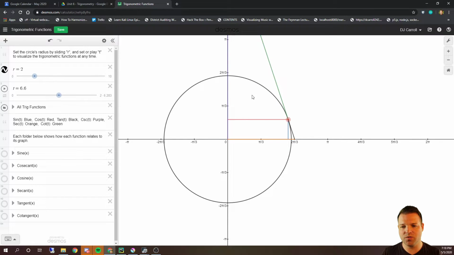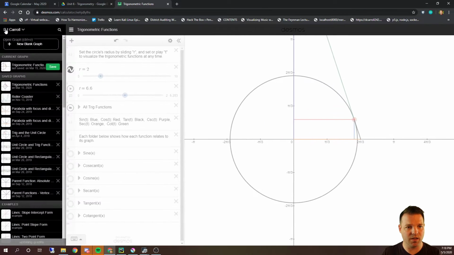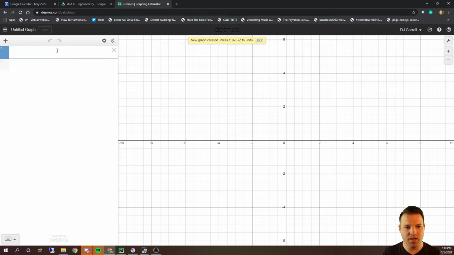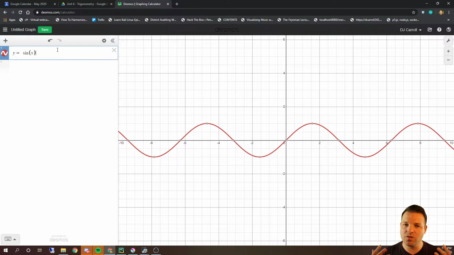And what we want to do now is, actually, you know what I'm going to do, I'm going to bring up another graph. Let's do new blank graph. And I want to show you what this actually looks like before we graph it. So I'm just going to say y is equal to the sine, and I'm going to use x in this case. Again, you can use any variable you want.